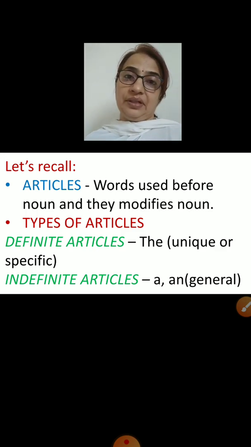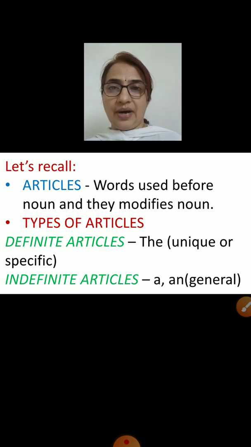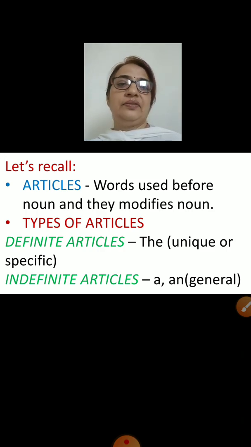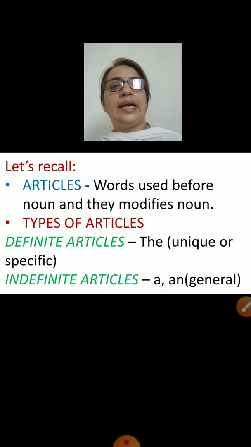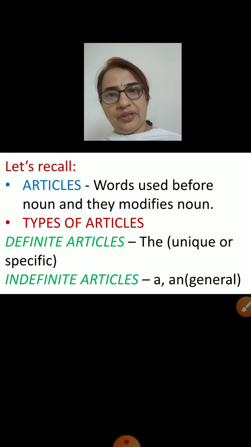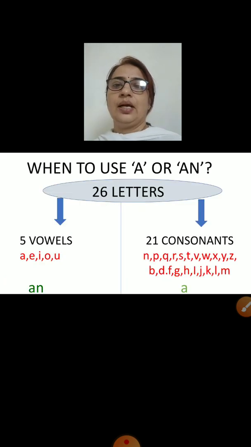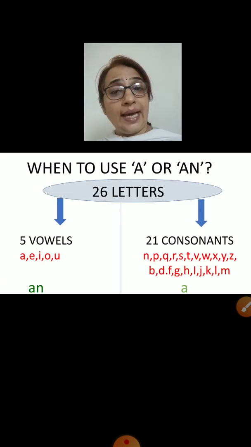So, today we have learned articles. Then what we learned? Let us revise. Articles are the words used before noun and they modify noun. There are two types of articles, definite article and indefinite article. Definite article is the, which is specially used, unique or specific. And indefinite articles are a and an. They are used generally.